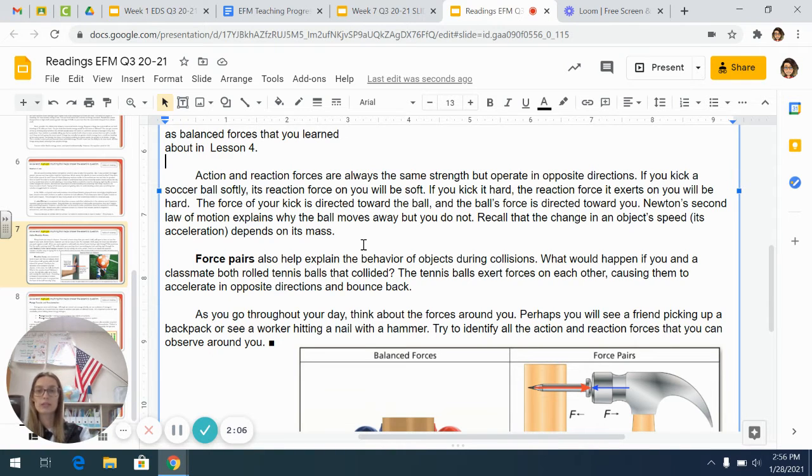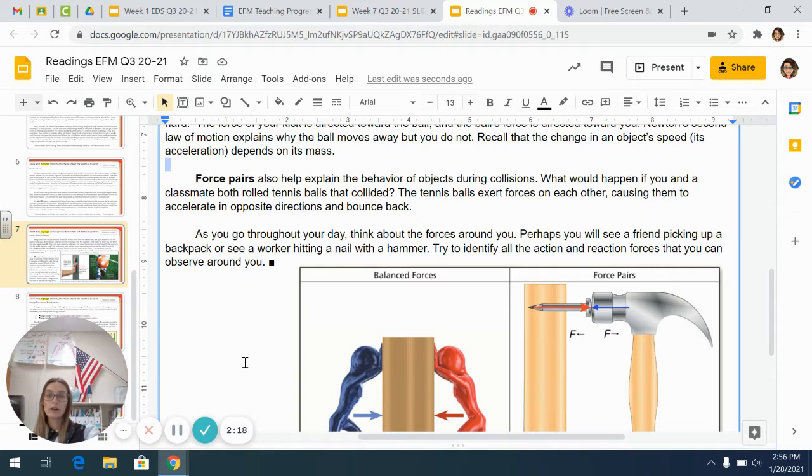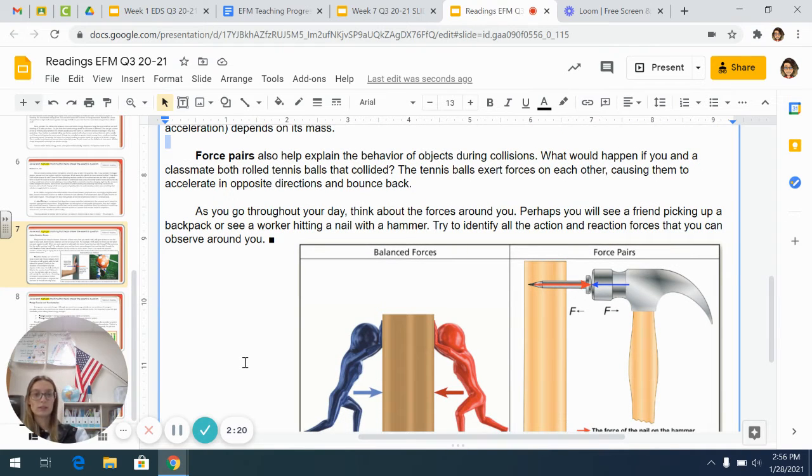Newton's second law of motion explains why the ball moves away, but you do not. Recall that the change in an object's speed, or its acceleration, depends on its mass. Force pairs also help explain the behavior of objects during collisions. What would happen if you and a classmate both rolled tennis balls that collided? The tennis balls exert forces on each other, causing them to accelerate in opposite directions and bounce back.